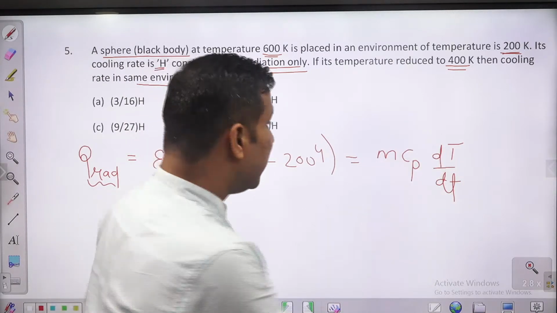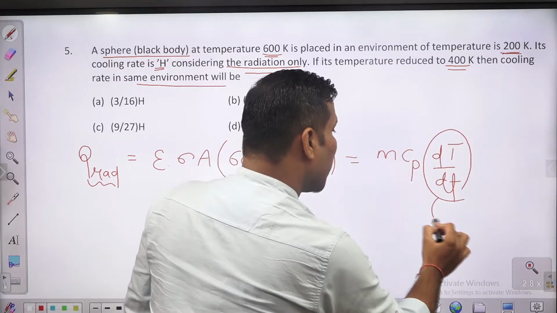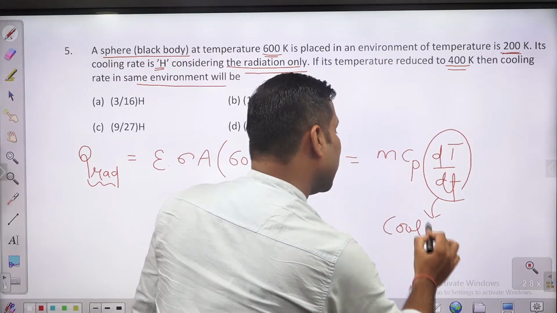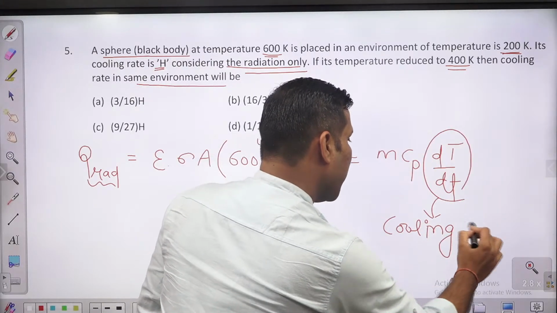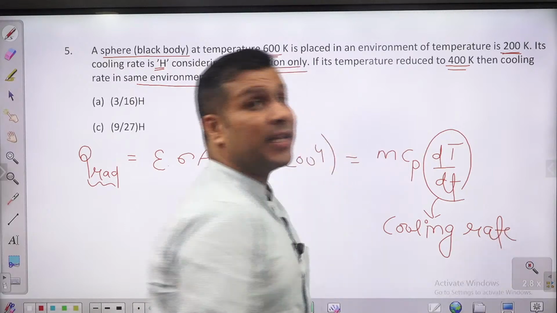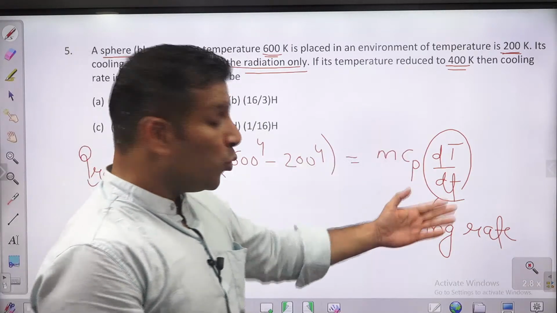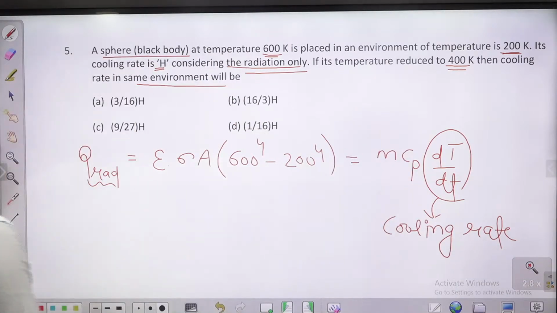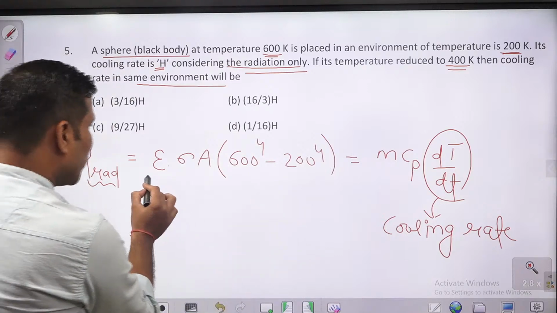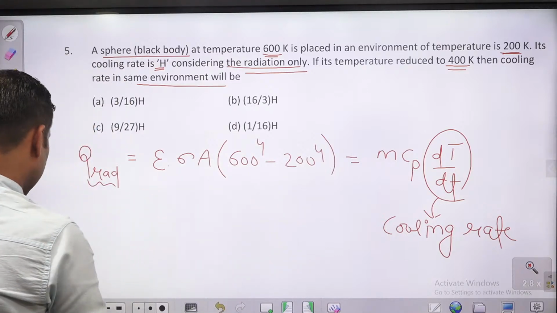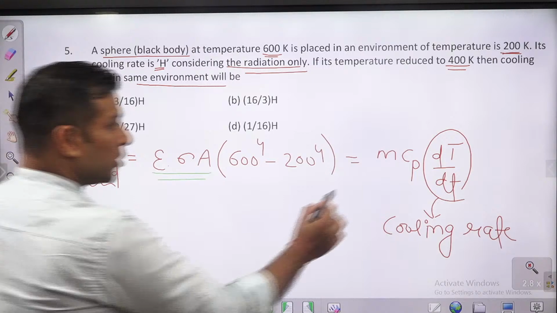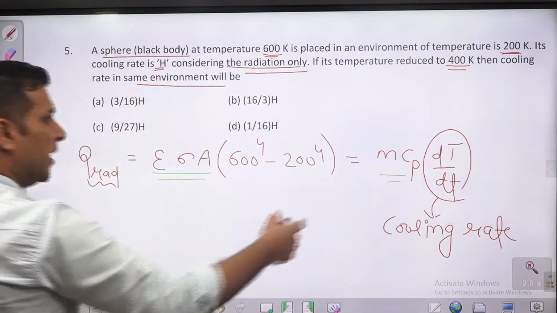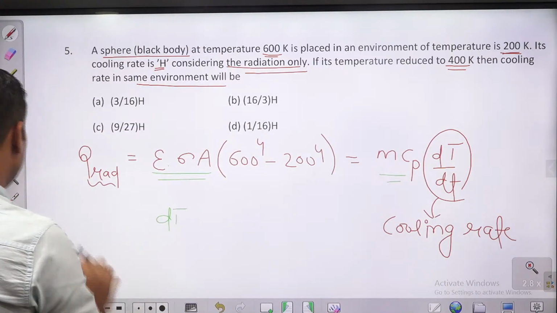Okay, so this dT by dt is nothing but what? इसी को क्या बोलते हैं? Rate of cooling या heating. Cooling rate. So this is cooling rate because we are considering a cooling case. So this is nothing but cooling rate. Okay. So now if you observe it here, these all things are constant. ये जितनी भी चीजें हैं सारी क्या है? Constant है बच्चों. This is also constant. So the rate of cooling dT by dt, this.